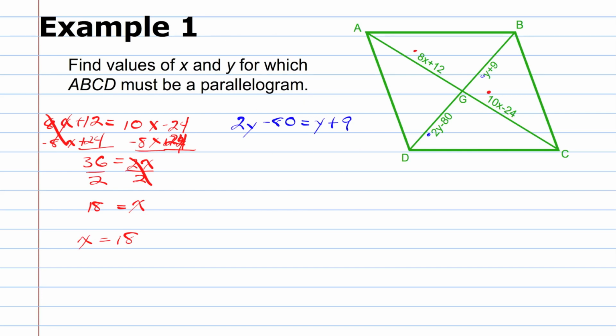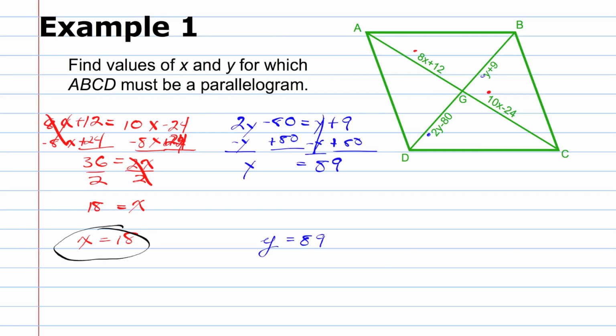The other equation is a little bit easier to solve. Not that the one in red was hard, but in this case, I'll subtract y from both sides of the equal sign. That'll eliminate the y on the right-hand side. 2y take away y is y. Then I will add 80 to both sides, which is going to give me on the right-hand side 89. So the value of y to make this a parallelogram is 89. So the two solutions here: x is equal to 18 and y is equal to 89.